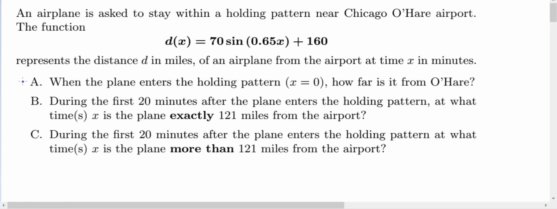In this video of Florida Man Math, we're looking at another question from the r/learnmath subreddit. The question is: an airplane is asked to sit within a holding pattern near Chicago O'Hare Airport. The function d of x equals 70 sine of 0.65x plus 160 represents the distance d in miles of an airplane from the airport at time x in minutes.